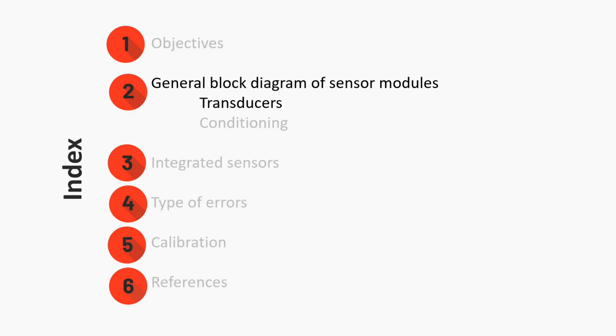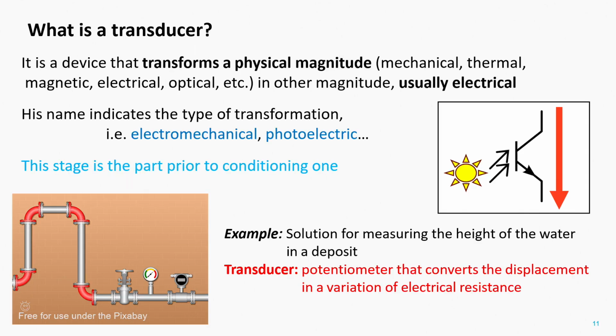Let's now have a deeper view of transducer and conditioning elements in the block diagram of a sensorial system. So what is a transducer? As already mentioned, the transducer is a device that transforms the physical magnitude we want to measure, that is mechanical, thermal, electrical, or whichever, into another one that is normally an electrical magnitude. The name of the transducer will be normally according to the transformation it performs.